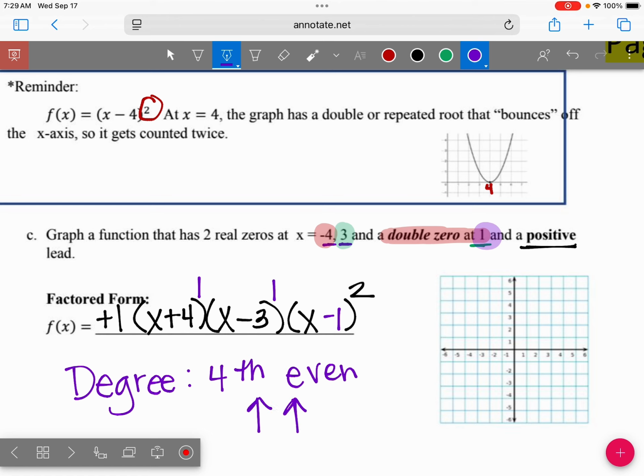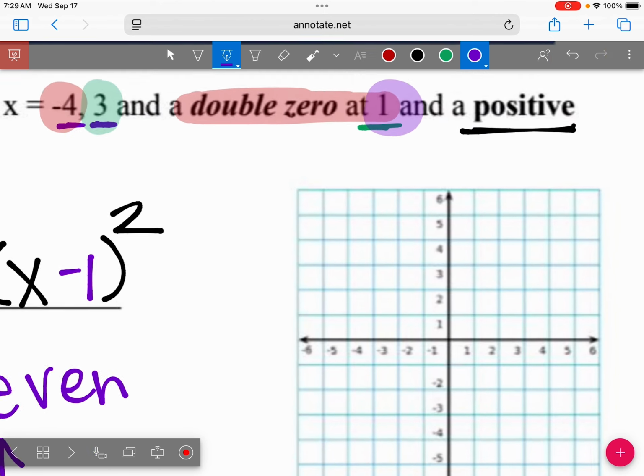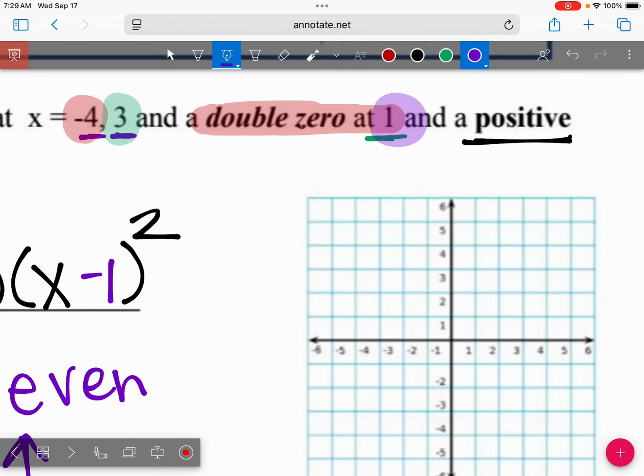So let's go ahead and sketch it. I want you to go to your x-axis, and the first thing we're going to do is put down our points. Put a point down at -4. Put a point down at +3. And then I'm going to put the one that occurs at +1. I'm going to make that one red, because remember, when I make my sketch, it can't go through the red dot. It has to bounce off the red dot.